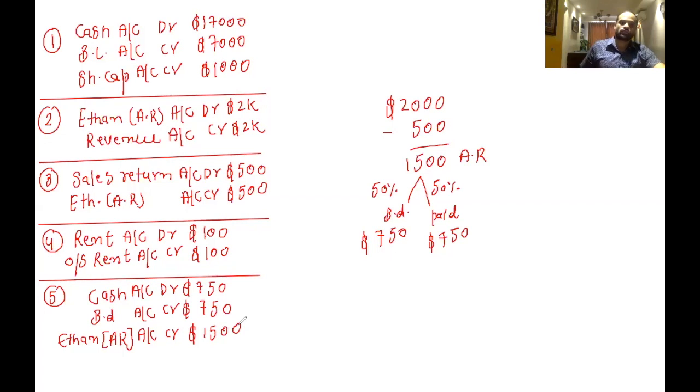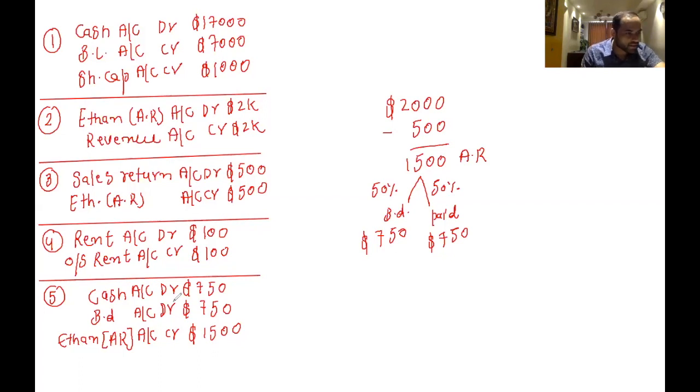But you made a mistake at bad debt. This is not CR. Sorry, yeah, thank you. It's DR. So cash account debit, bad debts account debit, and Ethan credit. Right. Is that okay, everybody? Number 5. Yes. Let's move on to number 6.